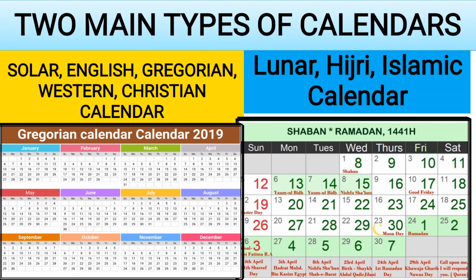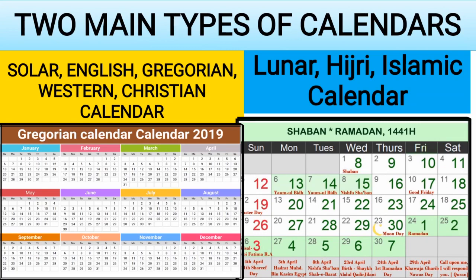So you can say that the Gregorian calendar has four nicknames: solar calendar, English calendar, Western calendar, and Christian calendar. Okay, this is easy for you to understand. Well, guys, the other type of calendar, which you can see in the right-hand partition of the slide, is known as the lunar calendar, Hijri calendar, or Islamic calendar. This calendar has three names, and it is used specifically in Muslim countries.